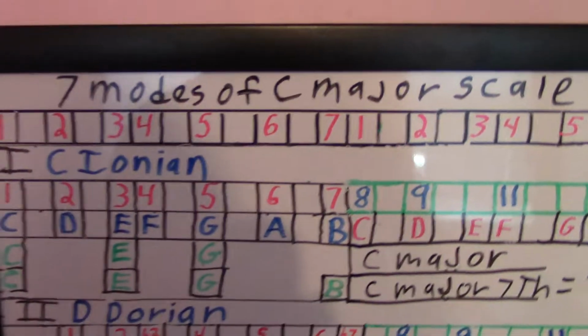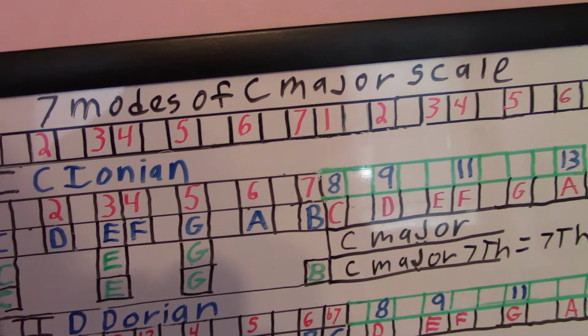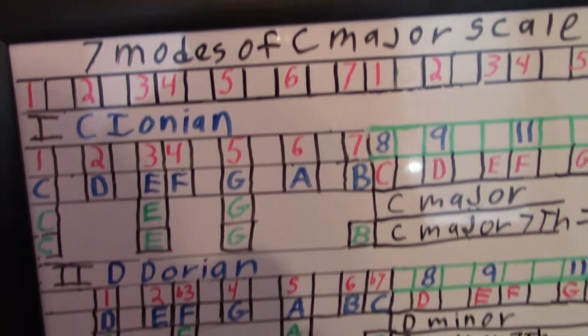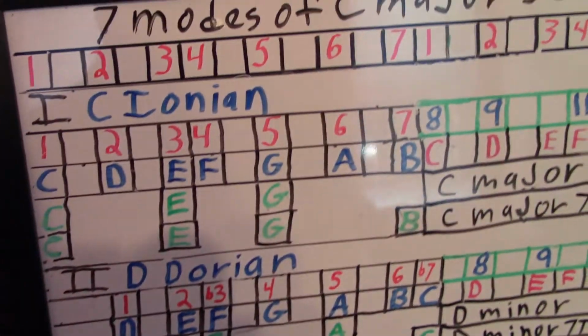Hey friends, today I'm going to show you the 7 modes of the C major scale. This is going to be a 3-part video. The first part is just going to be a verbal explanation of all this information you see here, how chords are derived from each mode.